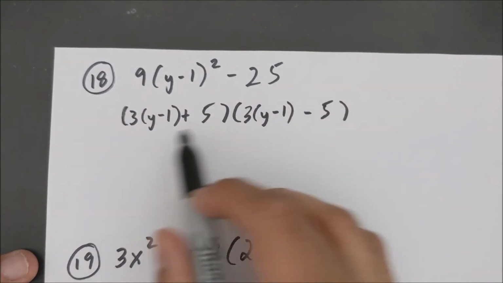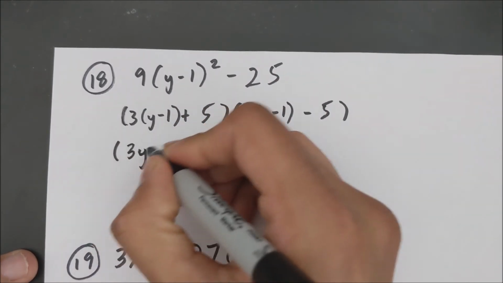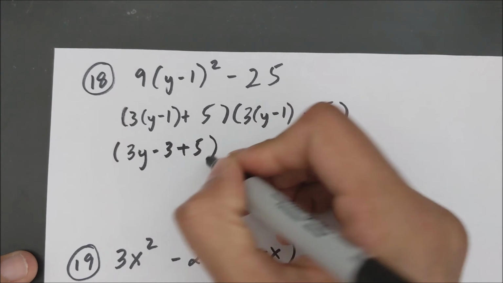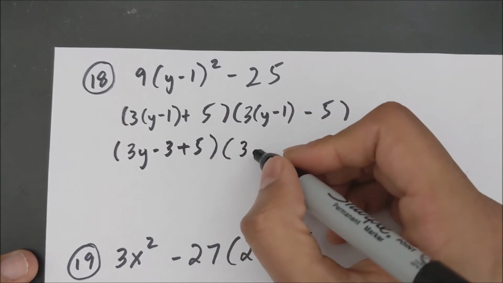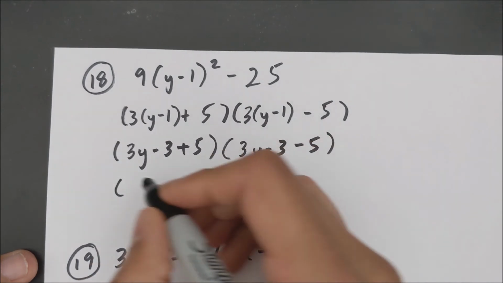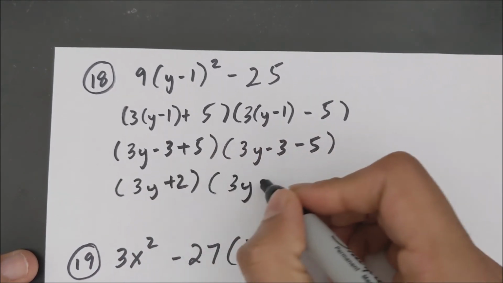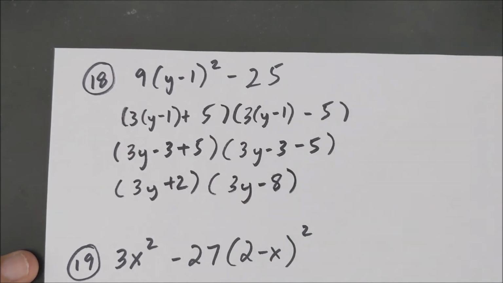Now all I have to do is simplify the two brackets. I'm going to start by multiplying this in. So 3y minus 3 plus 5. 3y minus 3 minus 5. And then I'll combine like terms. So that's 3y plus 2, 3y minus 8.